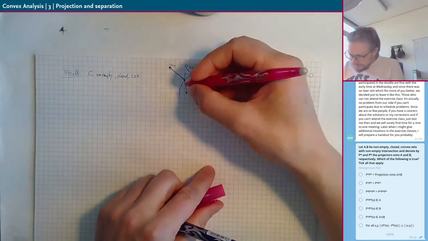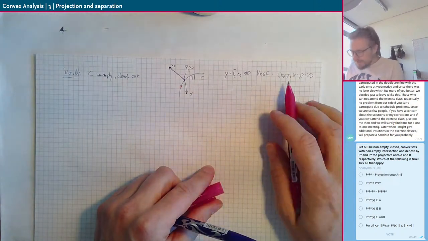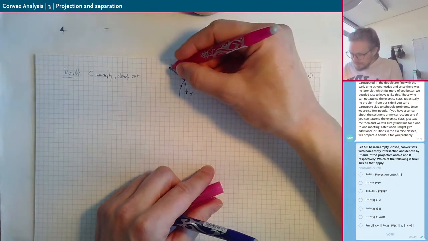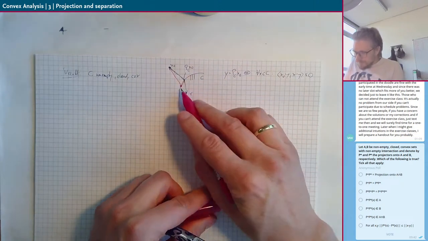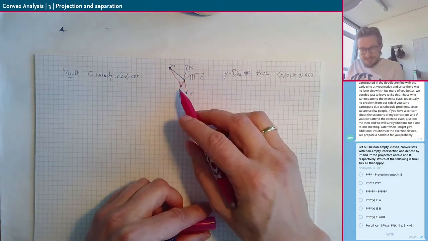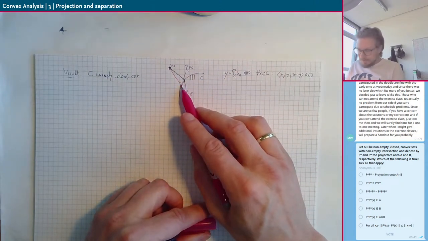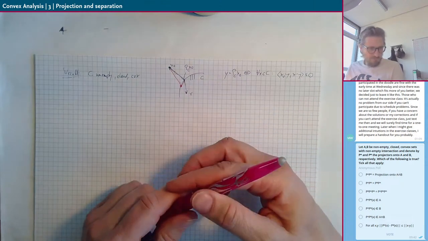Make it a little bit more precise. So why is this not the projection according to this characterization? If you go here, then you could take that point here, and the angle here between would be less than 90 degrees, but it has to be more than or equal to 90 degrees.